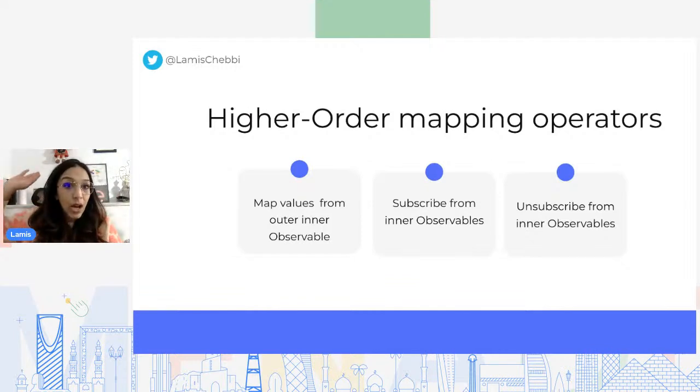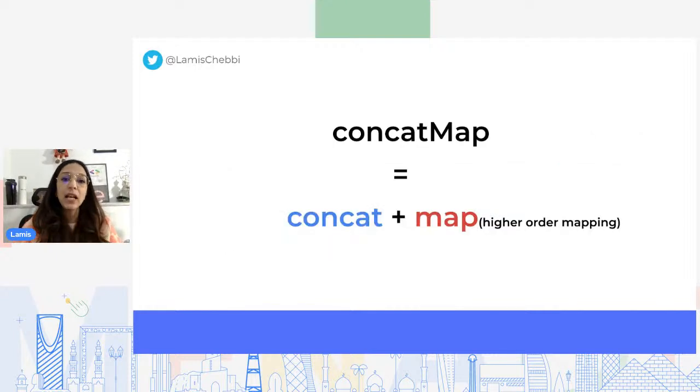We are only subscribing to the outer observable normally, and how we will do the unsubscription, how we will do the transformation. Okay, so those 3 points are fixed by the existence of the mapping operators. I will walk you through the most used higher order mapping operators throughout this session. We will start with the Concat Map, which I split down into two words.